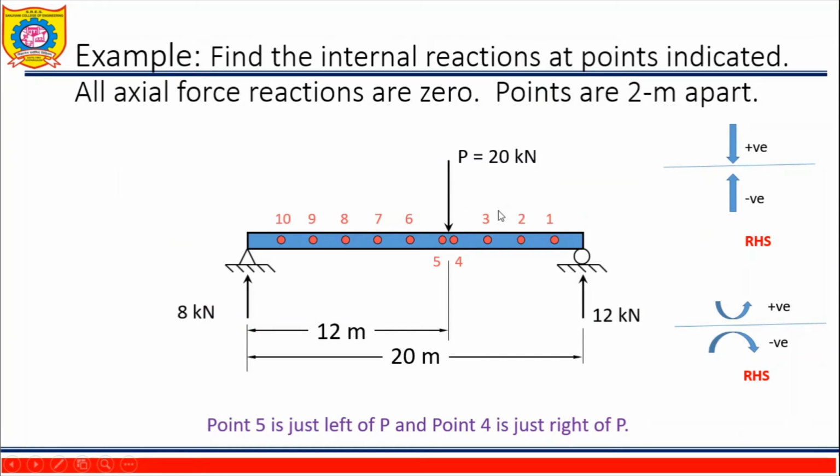Let us see what that means. Suppose we need to find the internal reaction at the points indicated. All axial force reactions are 0 and the points are 2 meters apart. Suppose that this is a simply supported beam, and we apply a load of 20 kilonewton at a distance of 8 meters from the right side end, and 12 meters from the left hand side.